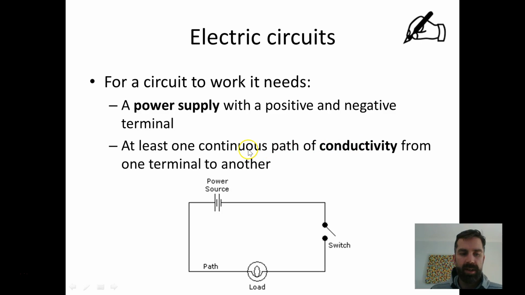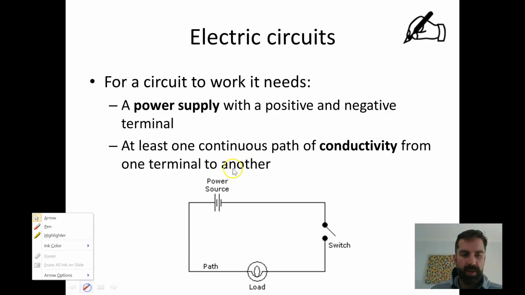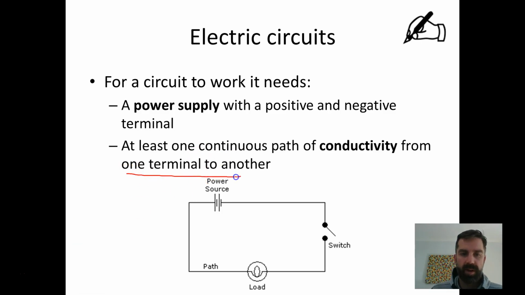The other thing we need is a continuous path of conductivity from one of those terminals to another. So what that means is we need to have, from the negative to the positive, some sort of material that conducts. Now in a normal circuit that might be a wire, but there's other sorts of things that can conduct electricity as well, and that basically gives a way for the electrons to move through the circuit.